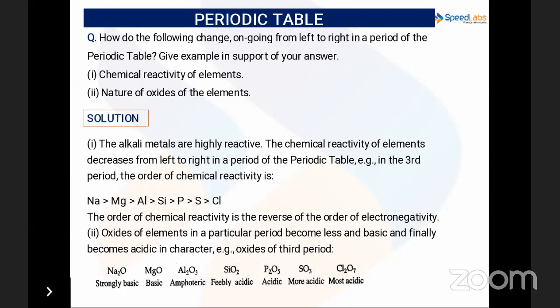Generally, they also ask why they are called alkali metals. You know that the metals placed in the first group are called alkali metals because they form alkalis. What does alkalis mean? Strong bases capable of neutralizing acids. So when they react with water, these metals form alkalis, strong bases which are capable of neutralizing the acids.